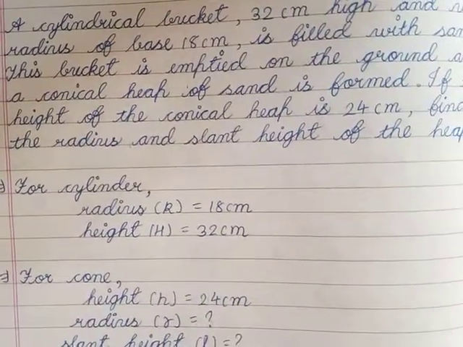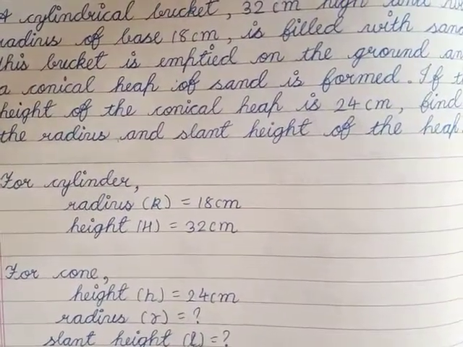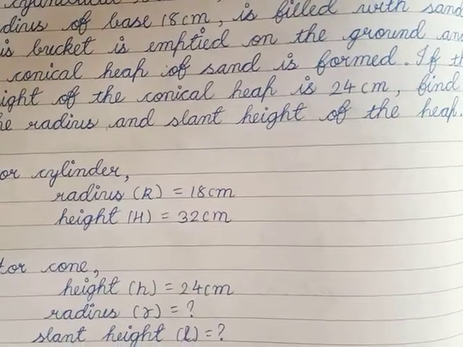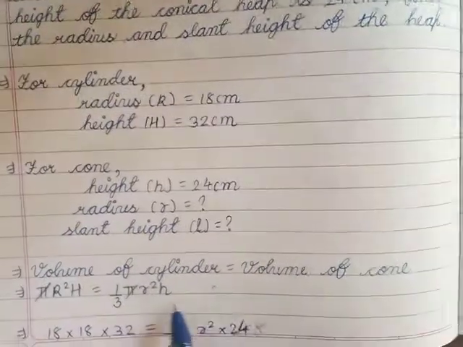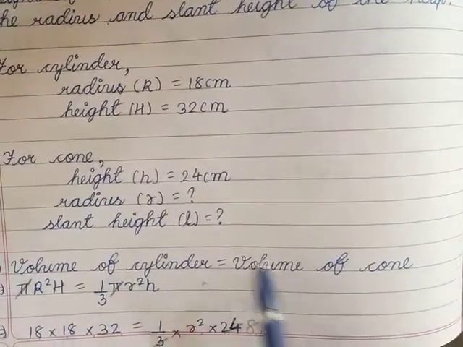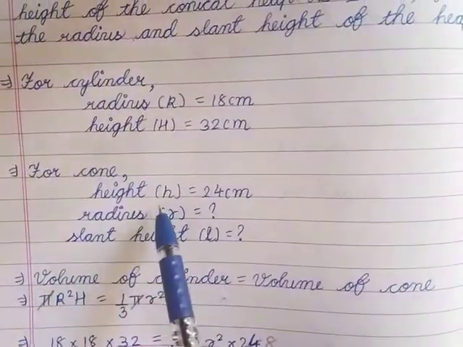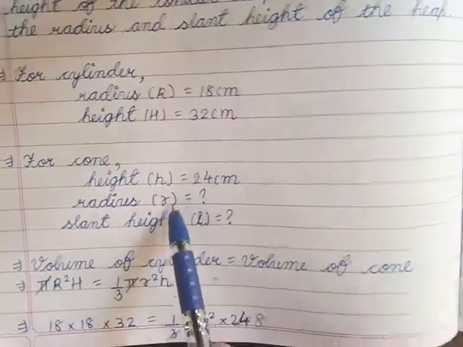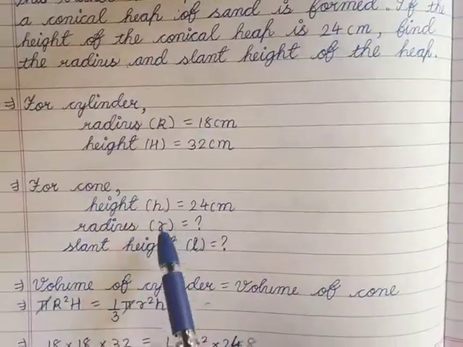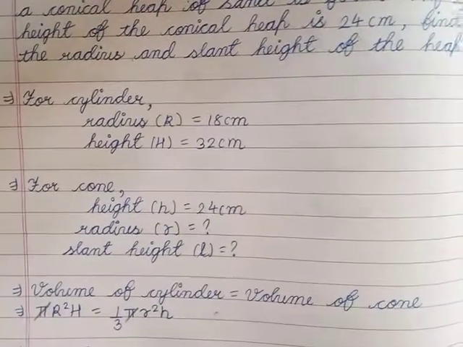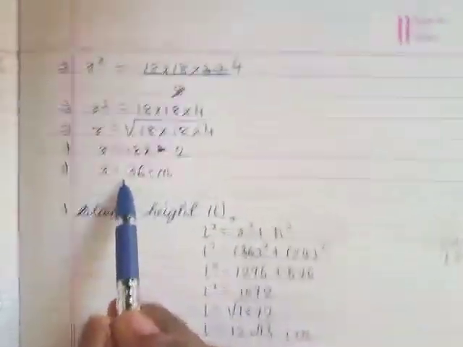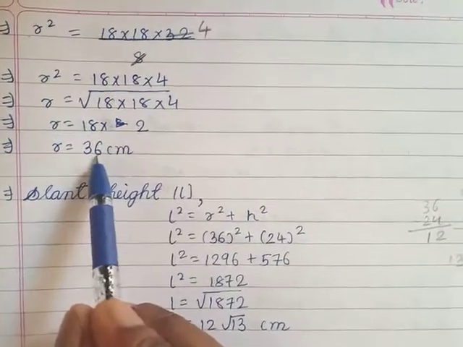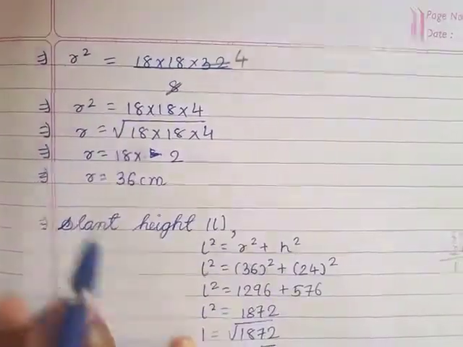Volume of cylinder is pi R square H, equal to volume of cone, which is 1 by 3 pi r square h. So pi and pi will cancel out. Here we have taken r different because the radius of the cylinder and the radius of the cone are different, so capital R and small r. If you substitute the values and simplify, you will get r is equal to 36. Got it? 36.